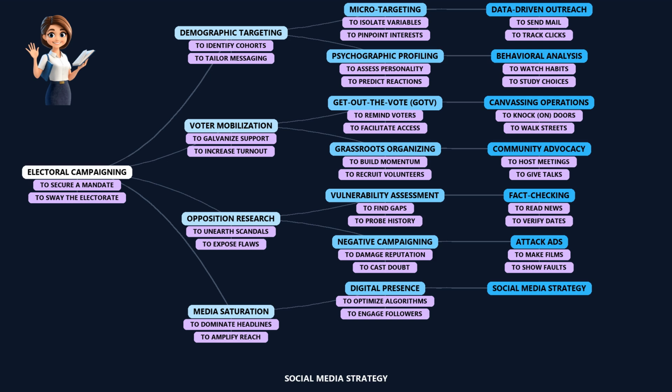Social media strategy. Under the umbrella of a social media strategy, the team will post photos and share videos that make the leader look like a hero. In other words, they are using apps to talk directly to young people every day.